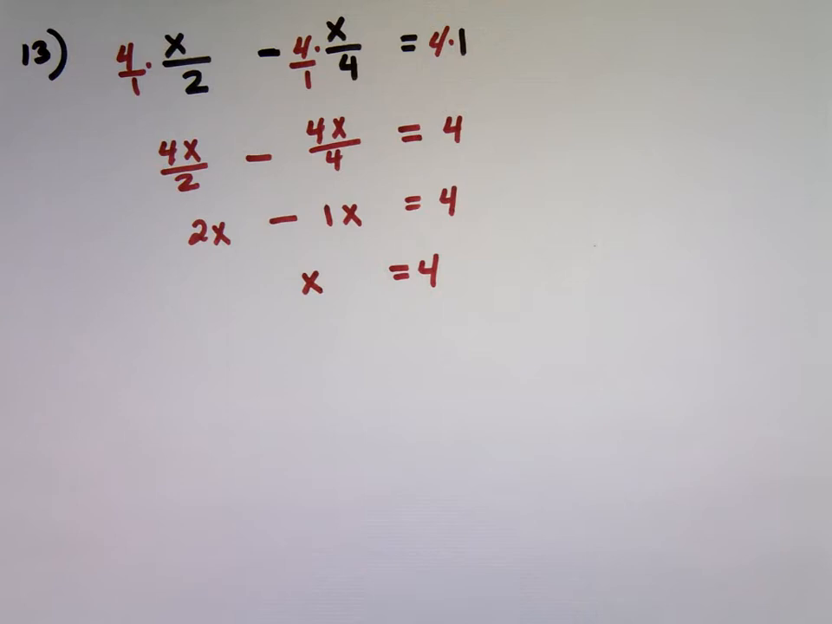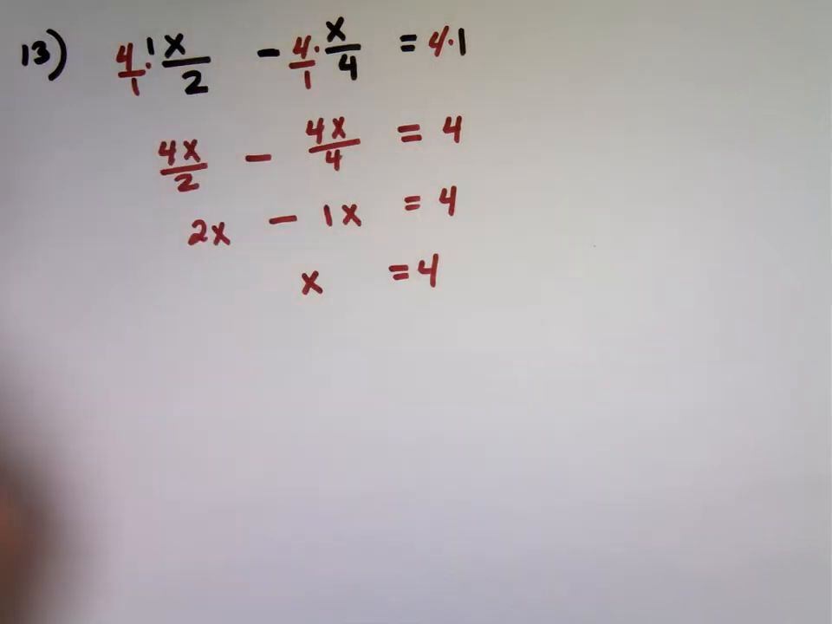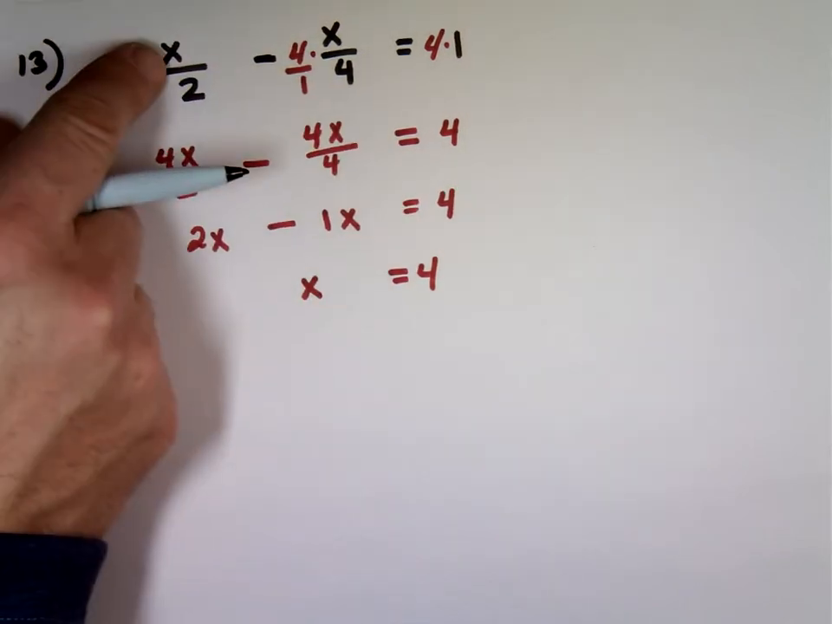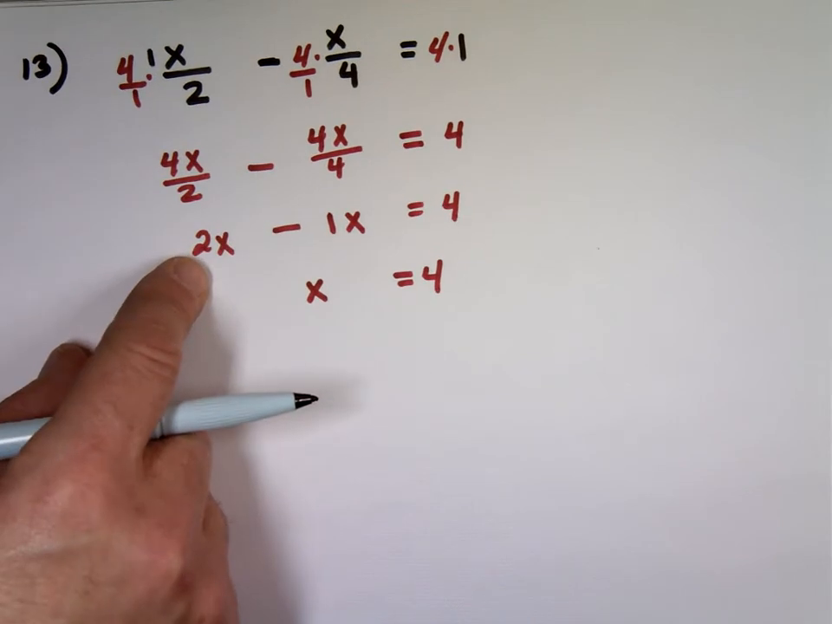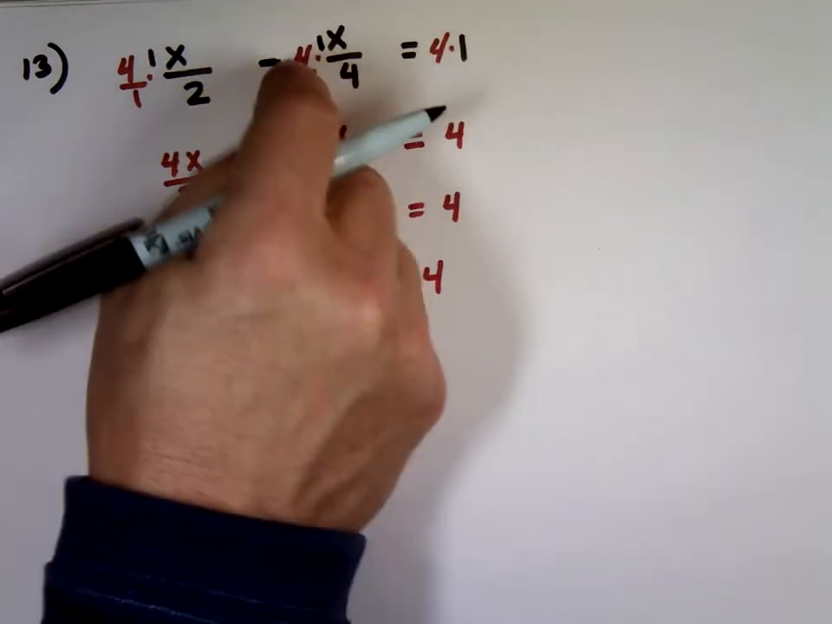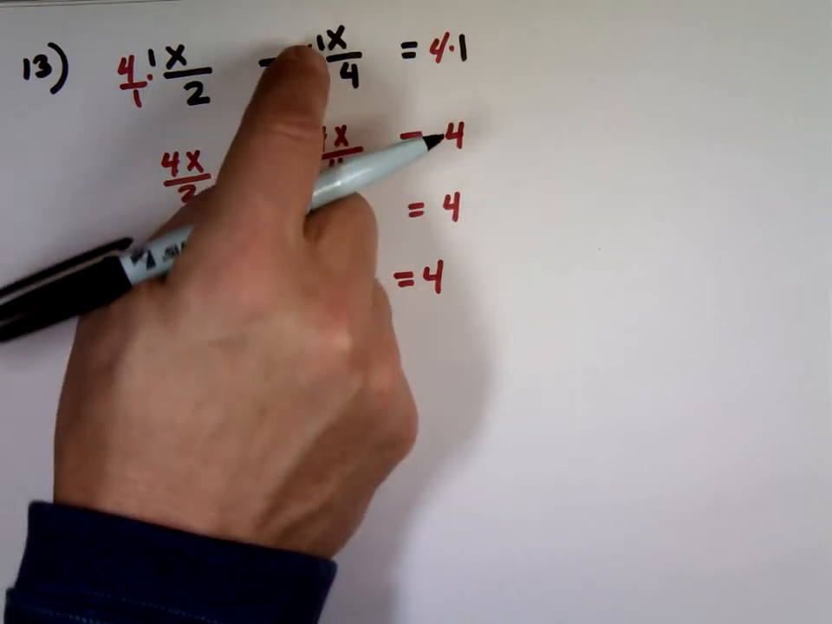So multiply by the LCD to get rid of all the fractions. There's always a 1 here, we just didn't put it. So if you want to leave the numbers separate, 4 times 1 is 4, divided by 2. 4 over 2, that's where the 2x comes in. There's a 1 here. 4 times 1 is 4, over 4, that's a 1.